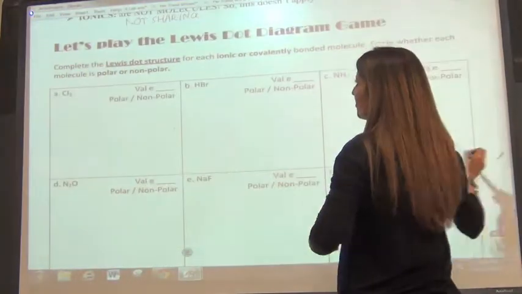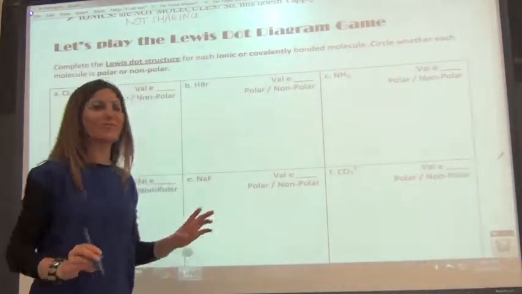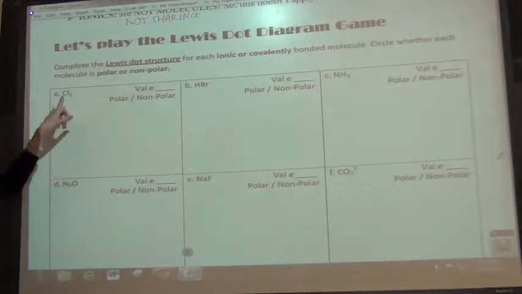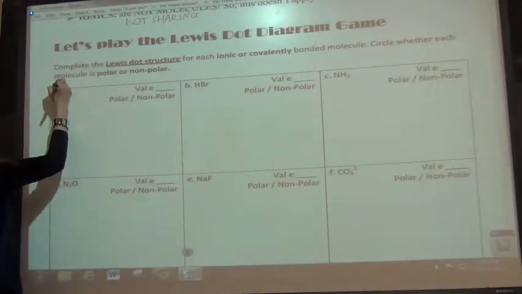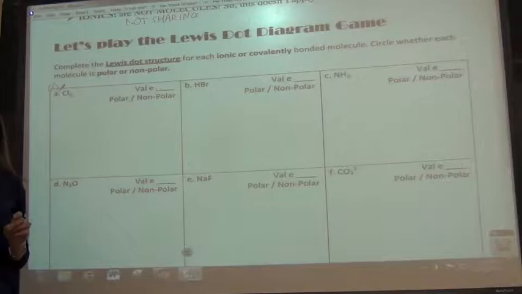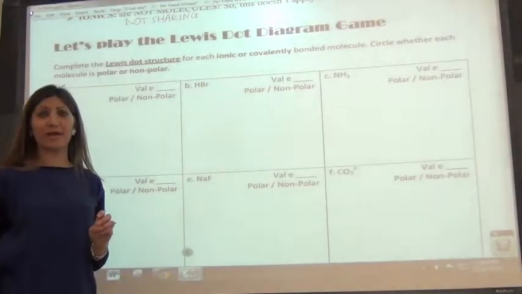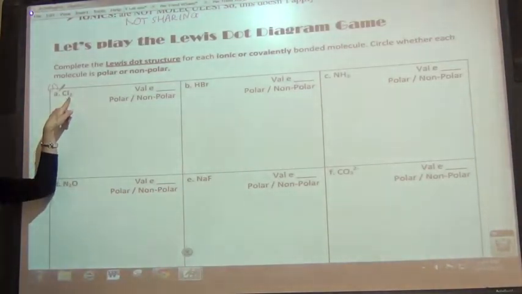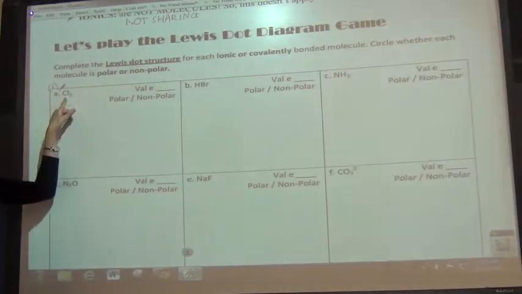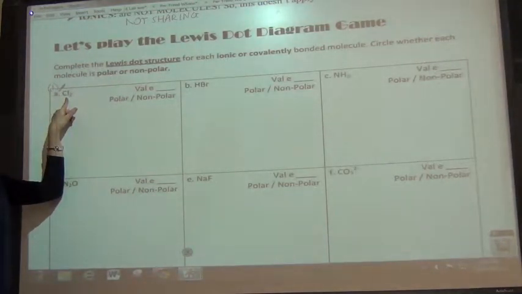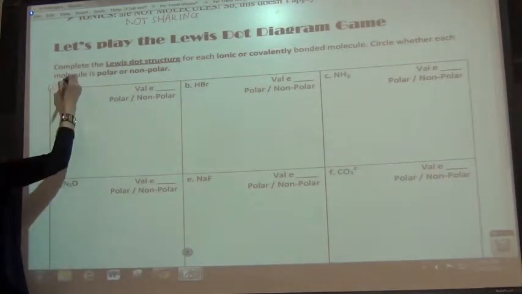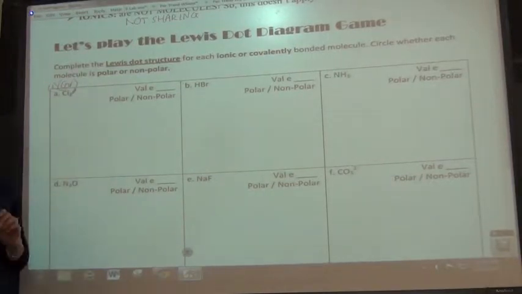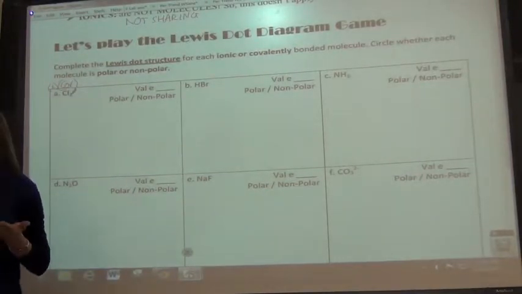So let's try 3 of these and see how we do on the dot game. Okay? So here we go with the dot game. First question, question number 1: is it ionic or is it covalent? Is this a metal with a nonmetal? No. And you really only need to look at the first element, because if the first element's a metal, it's probably going to be ionic. So we know that this is covalent. It's diatomic.